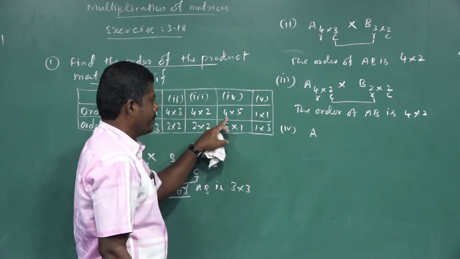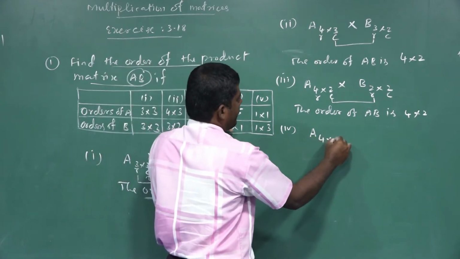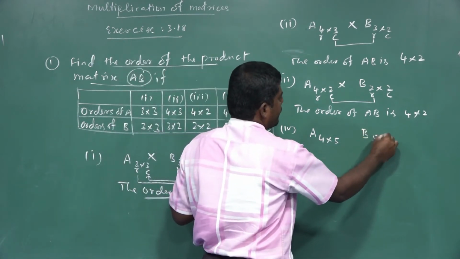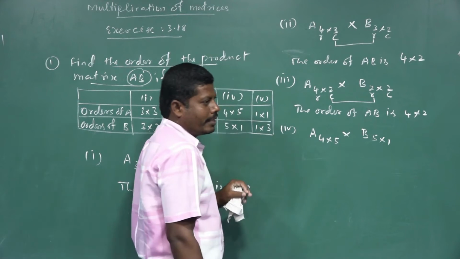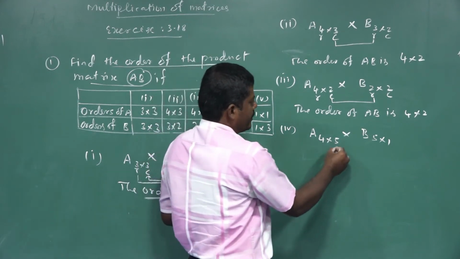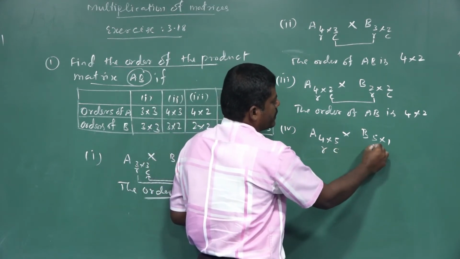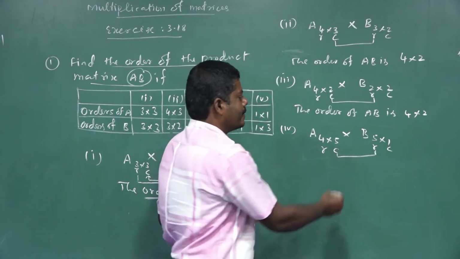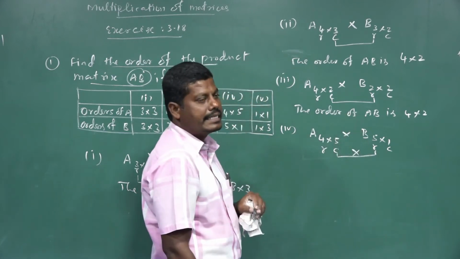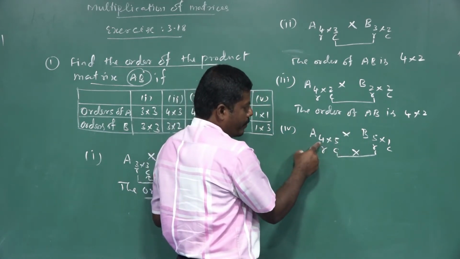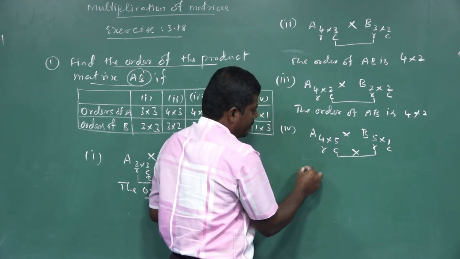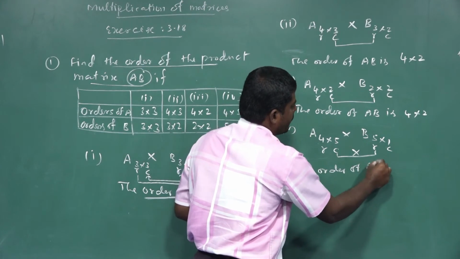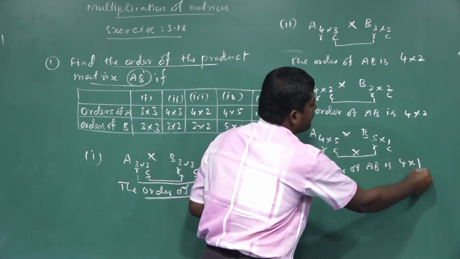Order of A is 4 by 5. The order of B is 5 by 1. We want to multiply both the matrices. So this is row, this is column. This is row, this is column. This column is equal to row. Therefore matrix multiplication is possible. Understand? Our result order will be 4 by 1. The order of AB is 4 by 1.